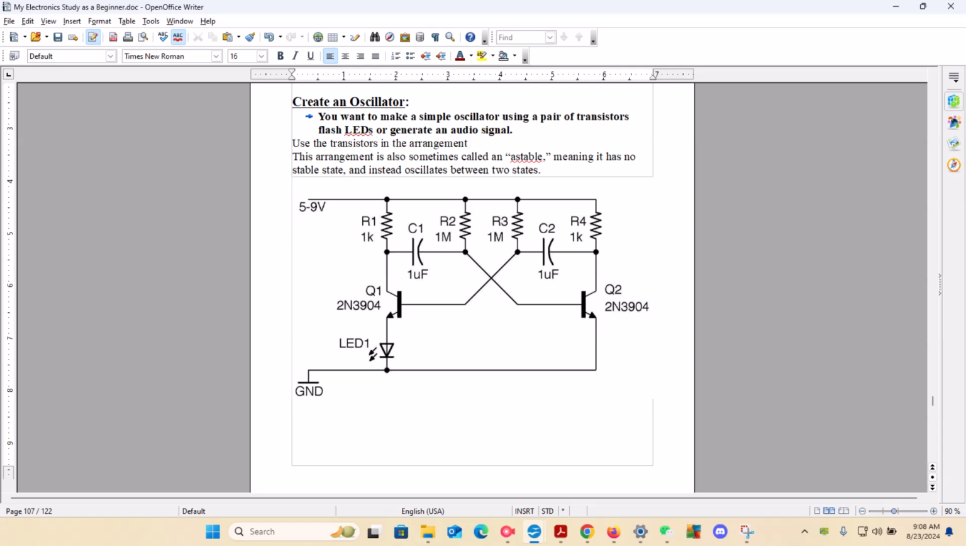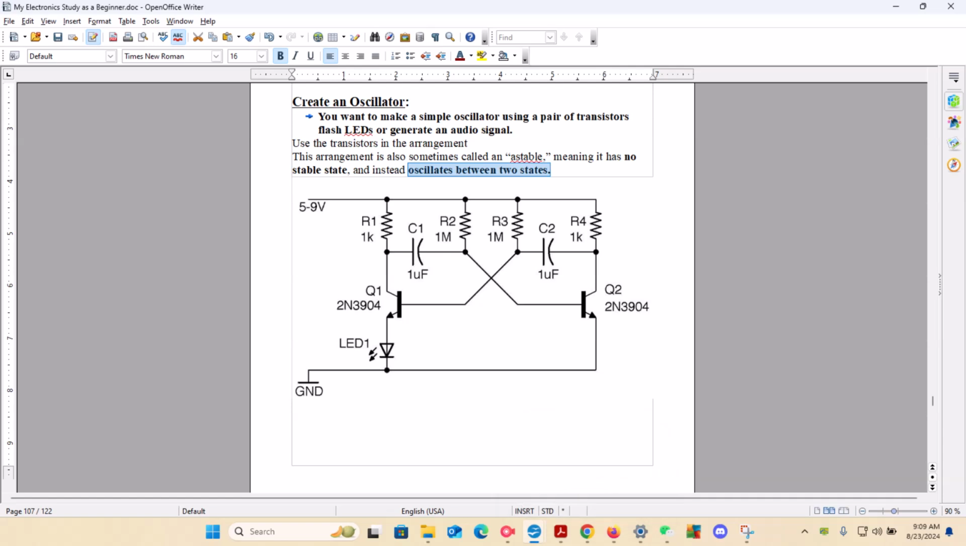When you use transistors in this arrangement, it is also called astable. If something is astable, it's not the usual stable. It means literally no stable state. Let me just highlight that. Bold it. Instead, it oscillates between two states. And in front of you, you see an actual diagram of that.